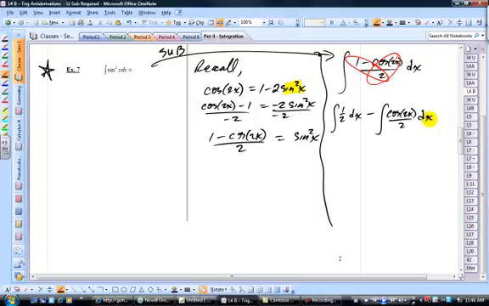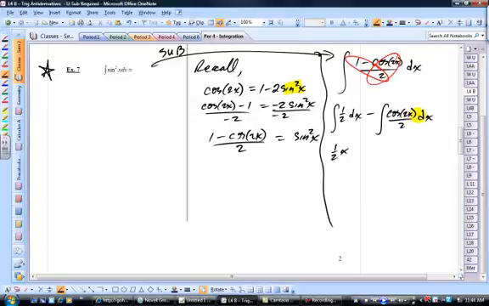Now the first one's easy. The integral of 1/2 dx: we need to be thinking of a function whose derivative is 1/2. So you just get 1/2 x there. Now it produces a constant, but the other integral produces a constant as well, and when we combine constants, we just get a single constant. So I'm just going to write a single constant when we're all done.